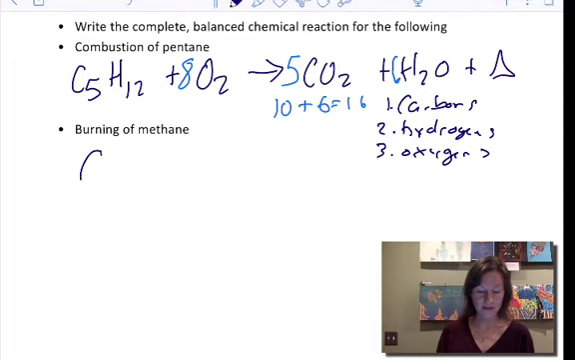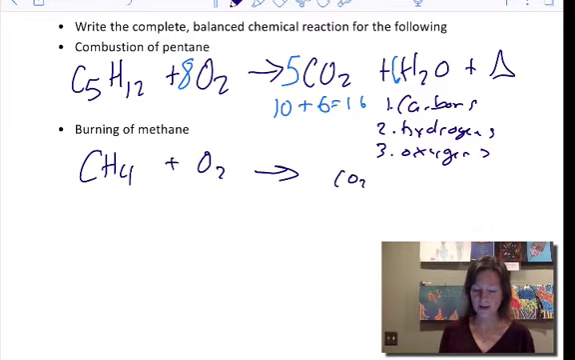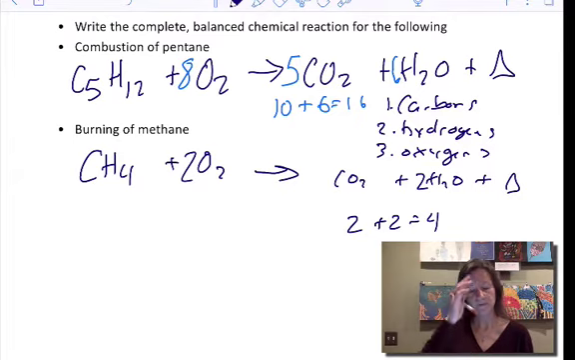Then the burning of methane down here. Methane is CH4. And again, I always need oxygen. It's always going to make carbon dioxide and water and heat. Balancing the same way, carbon first, that's good. Hydrogen next. I need 2 of those to bring them up to a 4. And then 2 plus 2 is 4, so I need 2 O2s to make that work.